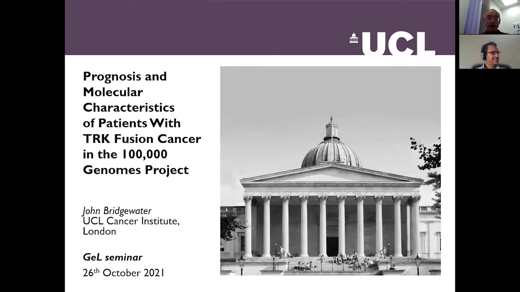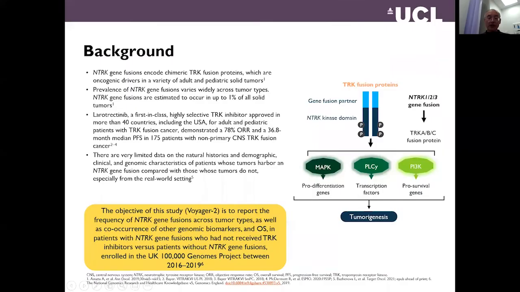It's the prognosis and molecular characteristics of patients with TRK fusion cancers in the 100,000 Genomes Project. Okay, so the NTRK gene encodes TRK fusion proteins, and these have been recognized to be driver alterations in a number of adult and pediatric tumors.